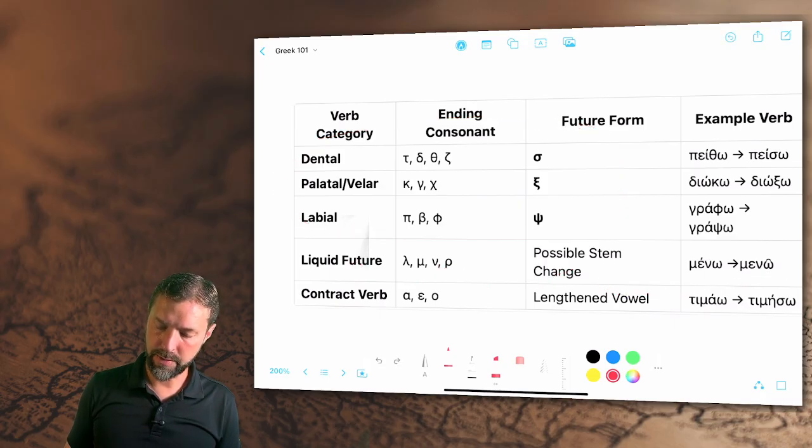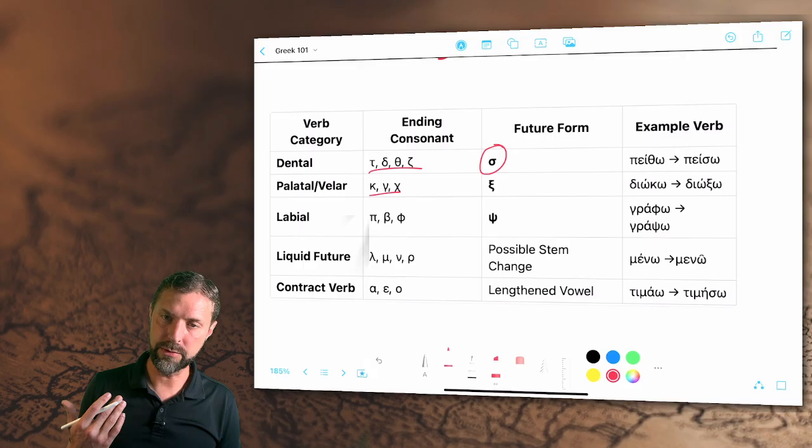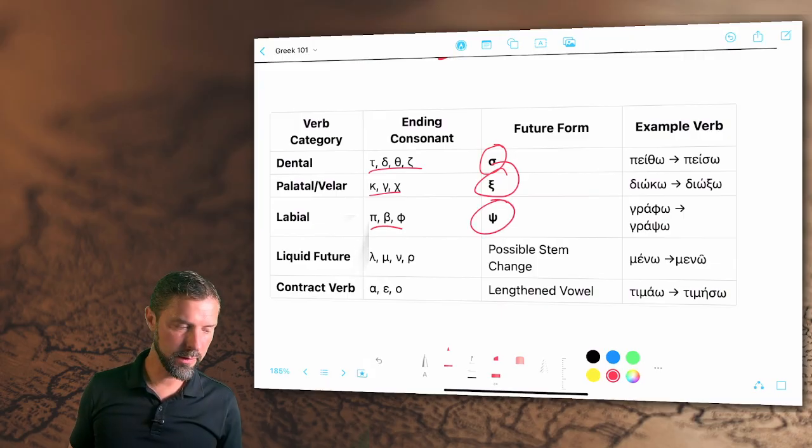But under the top three, we saw the pattern that if I have my dentals, tau, delta, theta, zeta, plus a sigma, I'm just going to end up with sigma. Okay, these three, the palatals plus sigma, will give me c. And these, the labials, pi, beta, phi, plus sigma will give me psi. Okay, well, the encouraging news is that when you go to the third declension, underneath the third declension, that's the exact same pattern. It's because there's something deeper going on here morphologically.